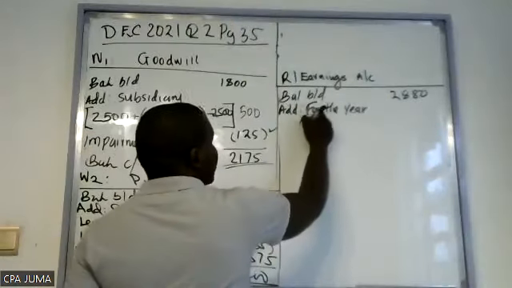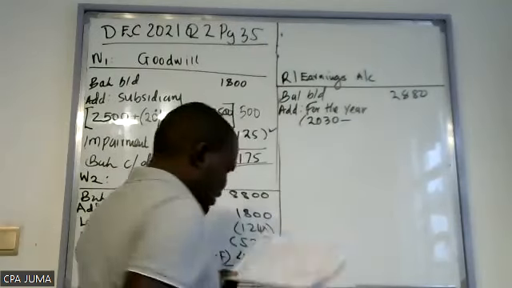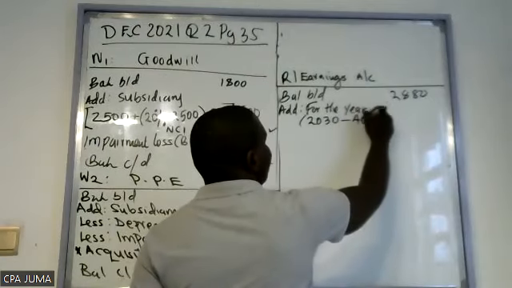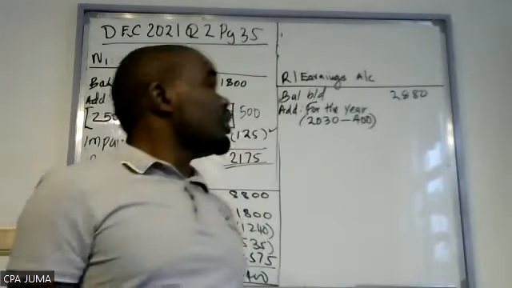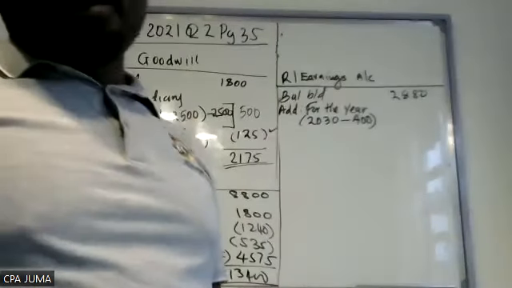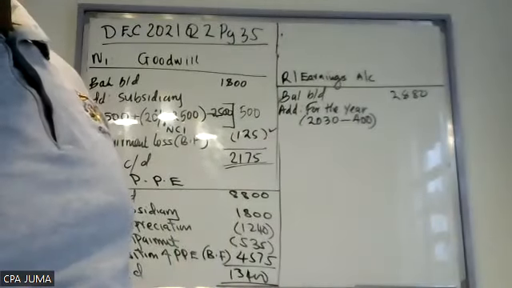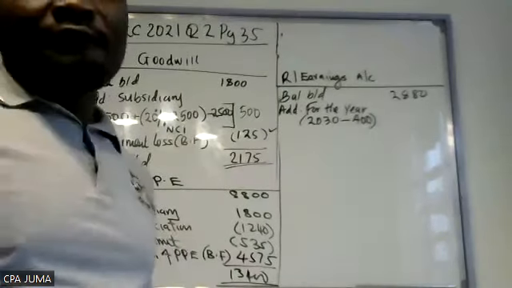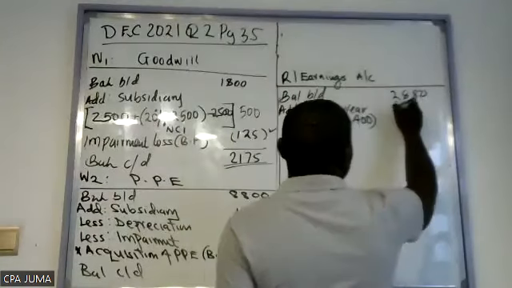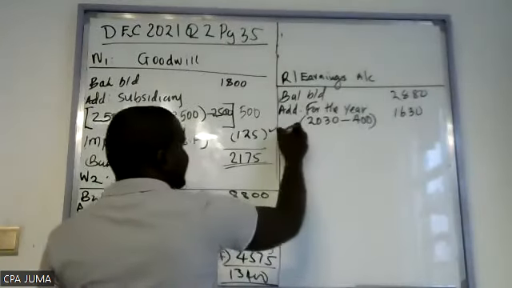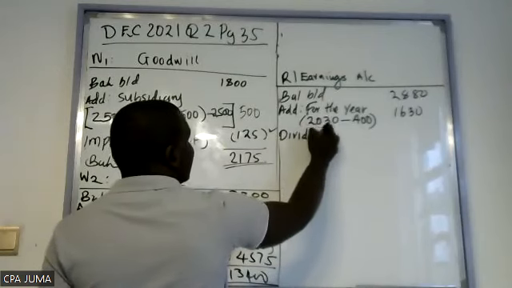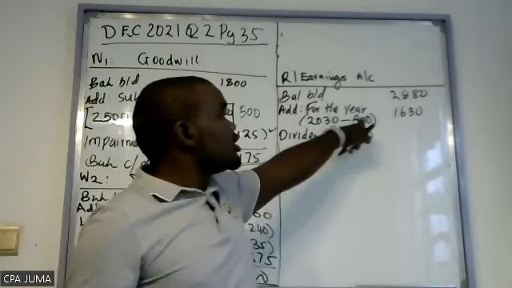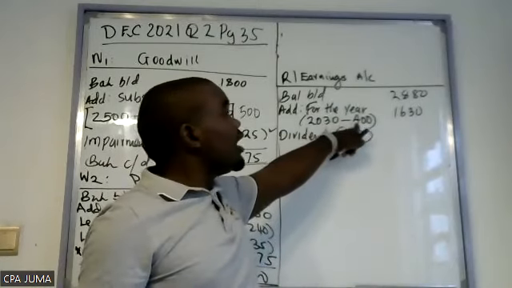But of the 2030, 400 is going to the minority. So you subtract the 400 so that you get what goes to the parent. 2030 minus 400, what do you get? 1630. The balancing figure will be the dividends. So this 400 is for the minority, which I've subtracted.